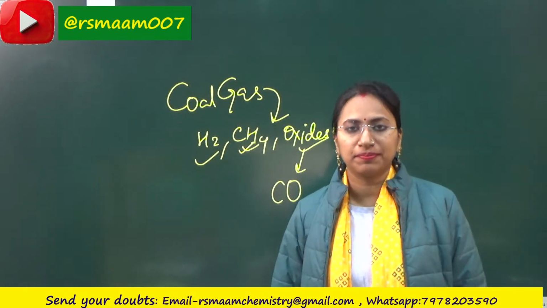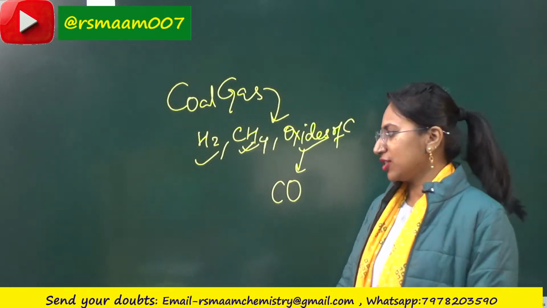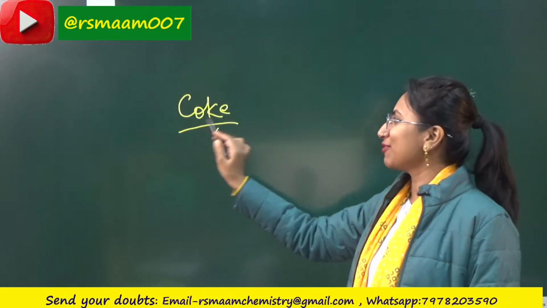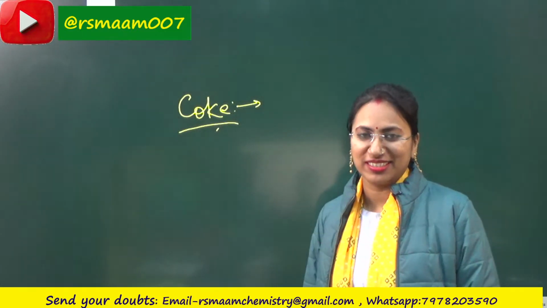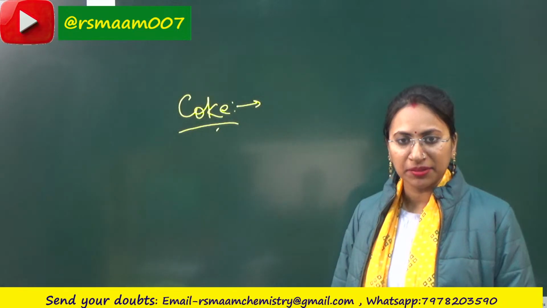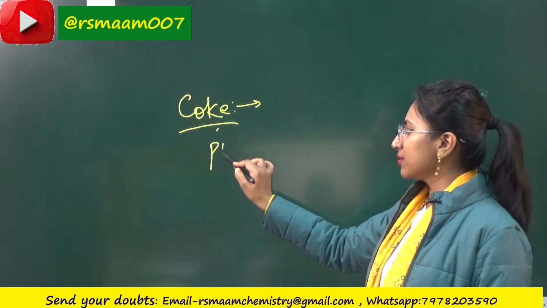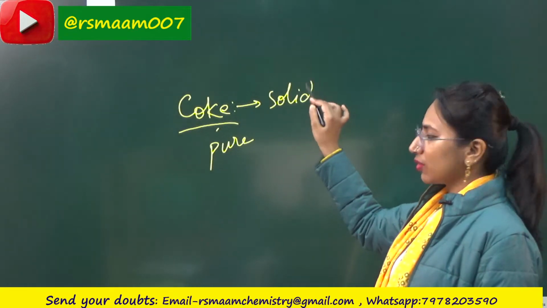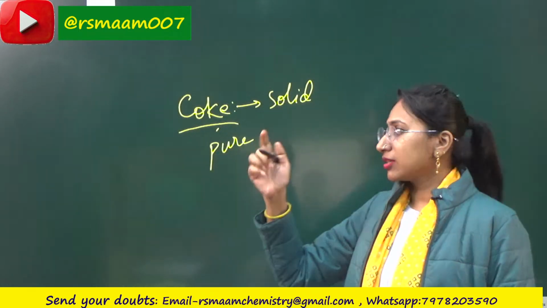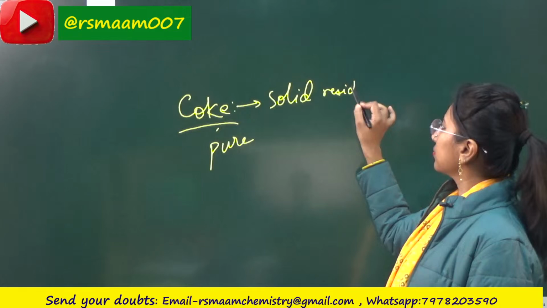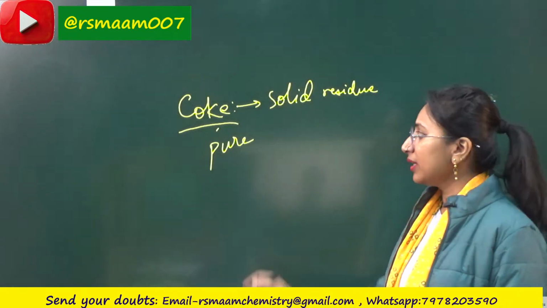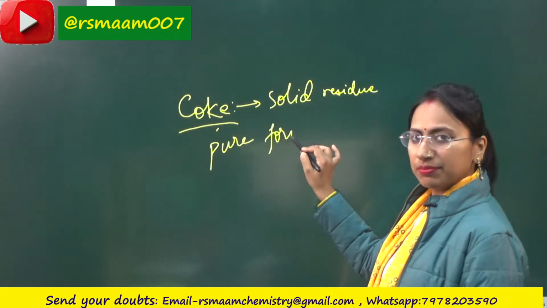And what is coke? Coke is a product of destructive distillation of coal. It is almost pure carbon. It is the solid part which is left where you had taken coal, the solid residue in test tube A where you put coal initially. It is almost pure carbon.